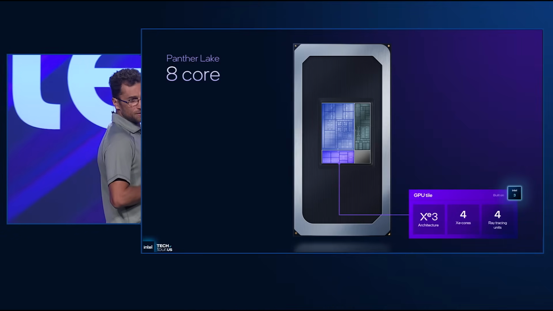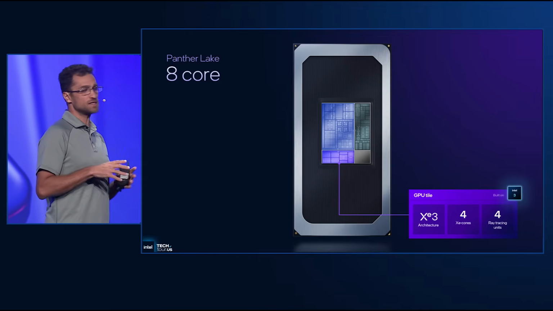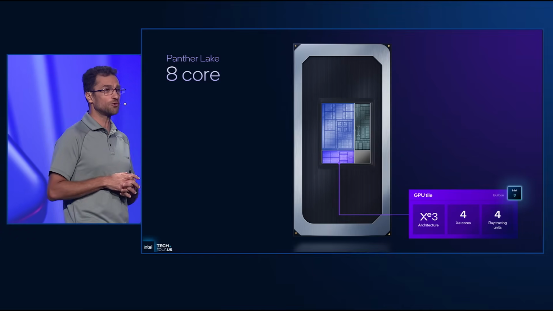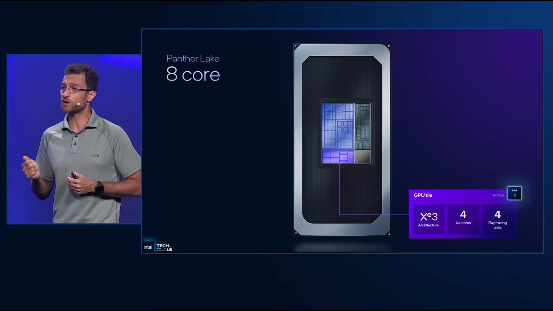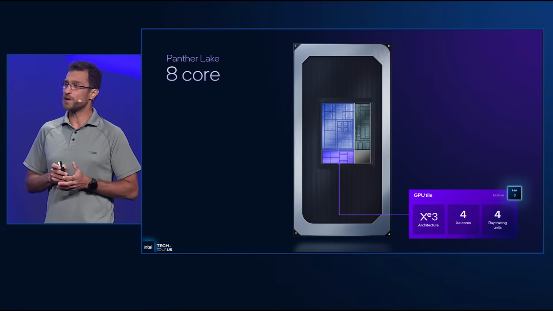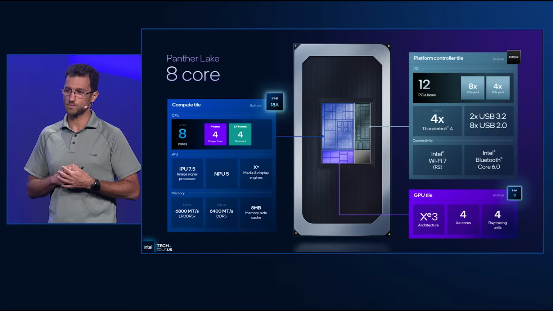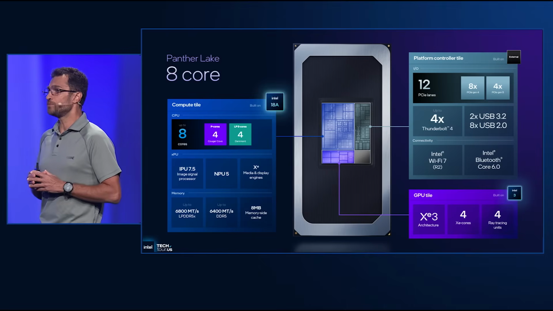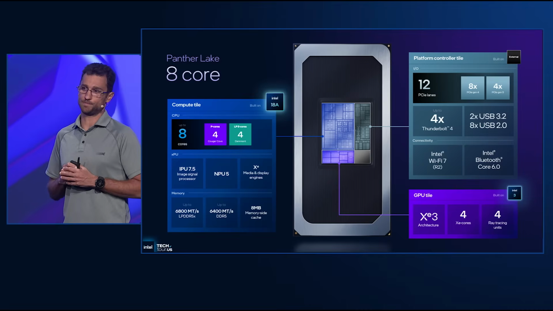On your bottom right, we have the GPU tile that is built on the new Xe4 architecture, featuring 4 Xe cores and 4 ray tracing units. This setup provides efficient graphics capabilities for mainstream workloads. Looking at the tiles together, they form a powerful, well-balanced configuration.